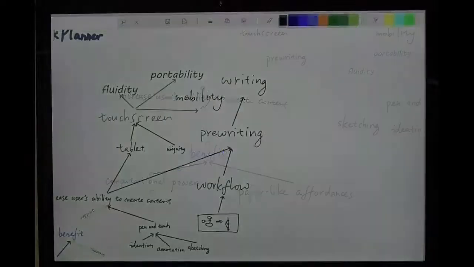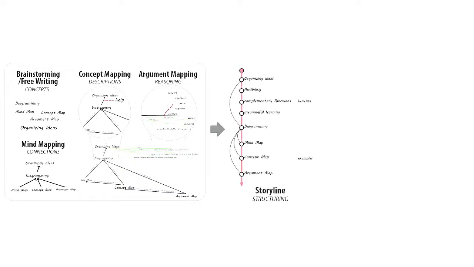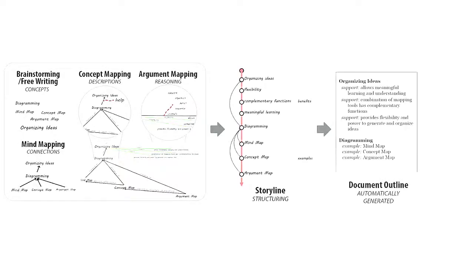other innovative features. Inkplanner enables writers to brainstorm and free write, organize their ideas into a mind map, develop a deeper understanding of the ideas in a concept map, develop argument structures using argument mapping, create a structural organization of their arguments using a storyline, and automatically export a document outline that summarizes the entire pre-writing process for later use in a word processing program. To better understand how Inkplanner can be used, let's watch Mike.